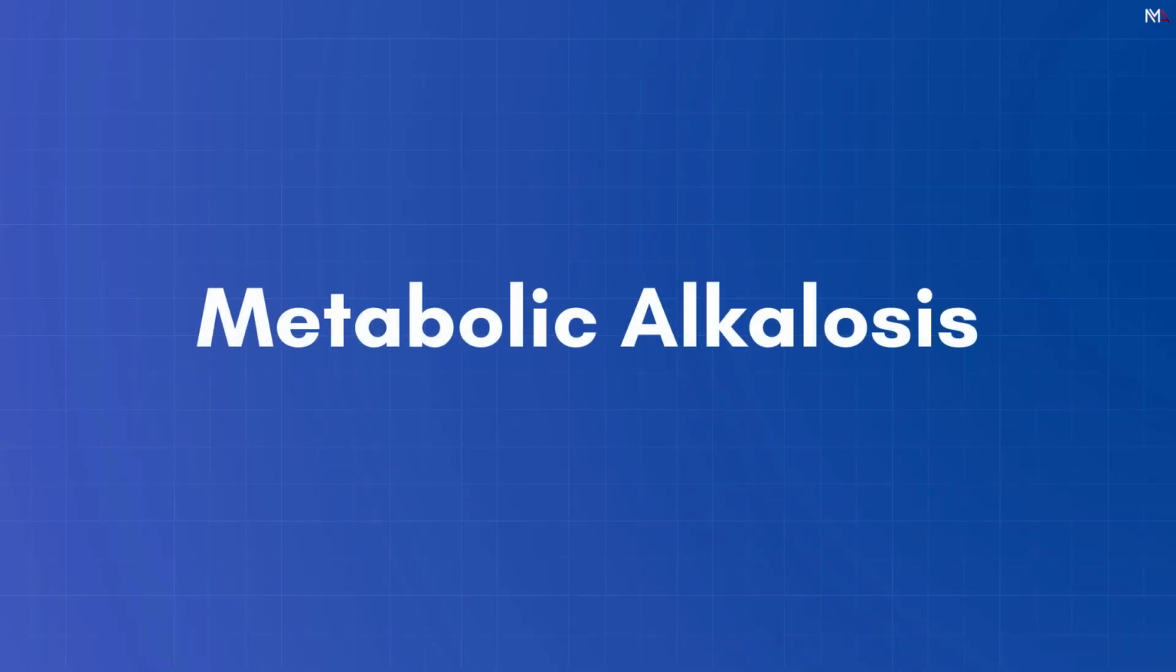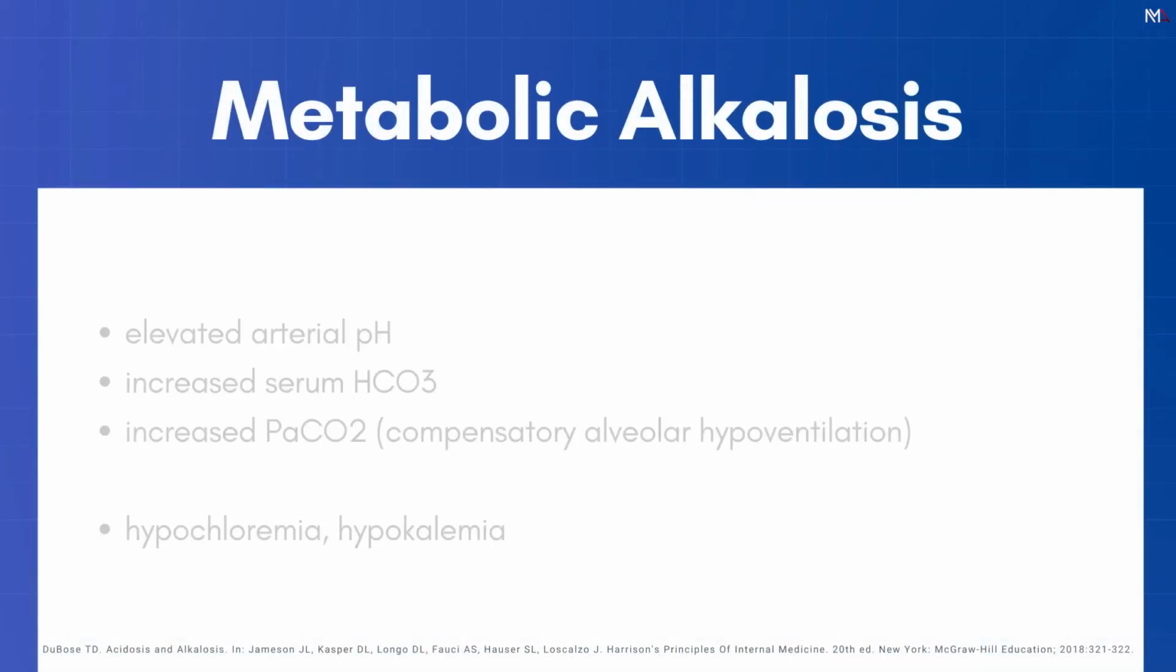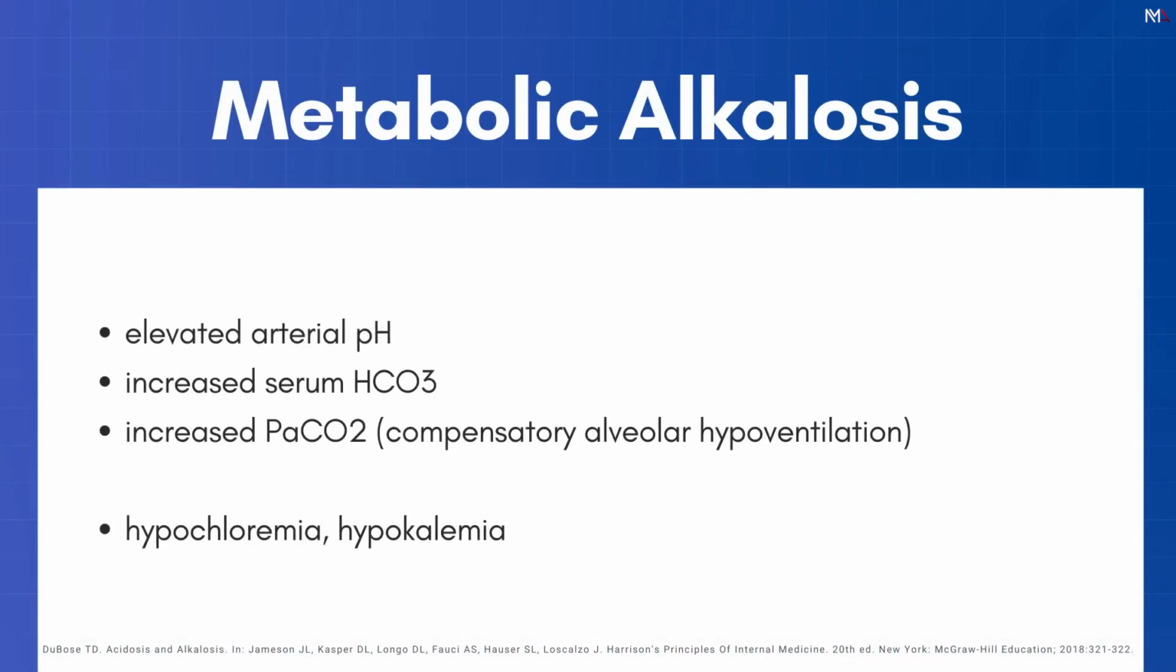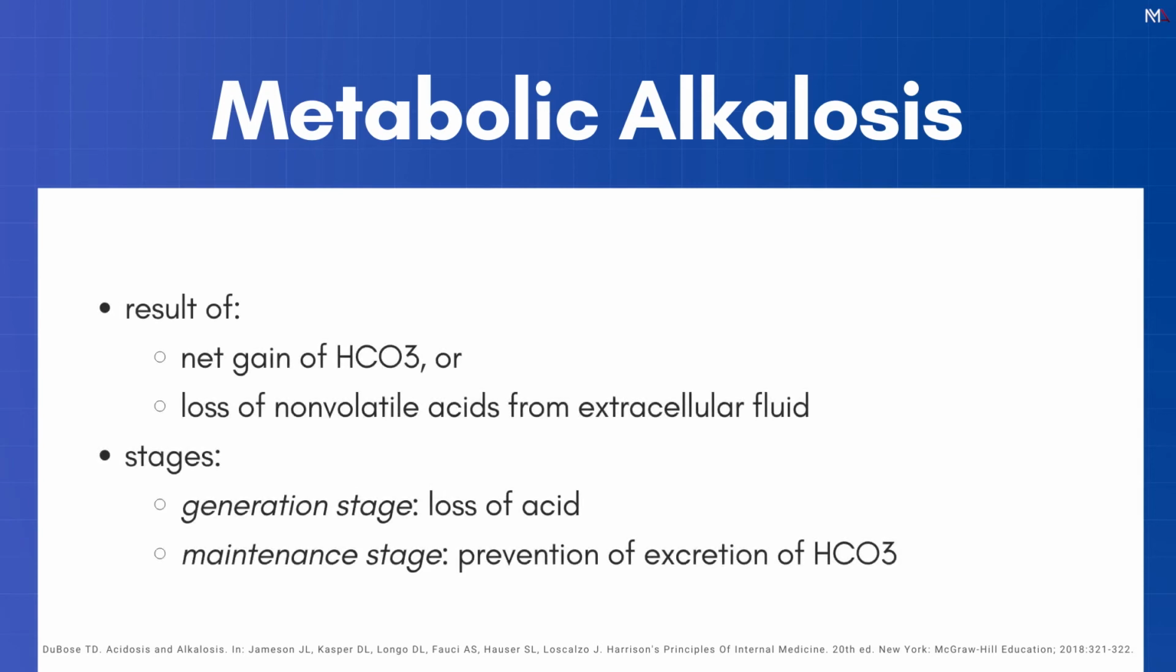The next general type is metabolic alkalosis. So in metabolic alkalosis, there is elevated arterial pH, increase in serum bicarbonate, increase in carbon dioxide if there is already compensatory alveolar hypoventilation. So this is usually accompanied by hypochloremia and hypokalemia. This may be a result of net gain of bicarbonate or loss of non-volatile acid from the extracellular fluid.